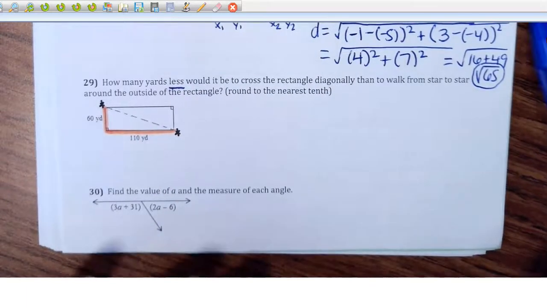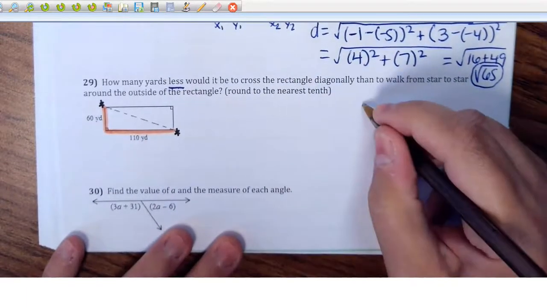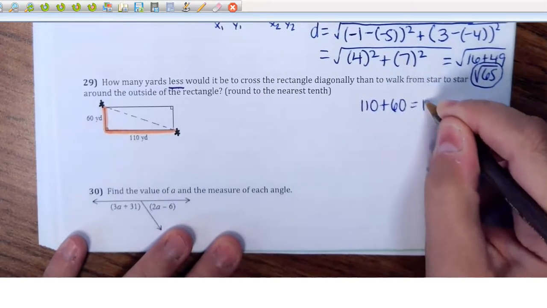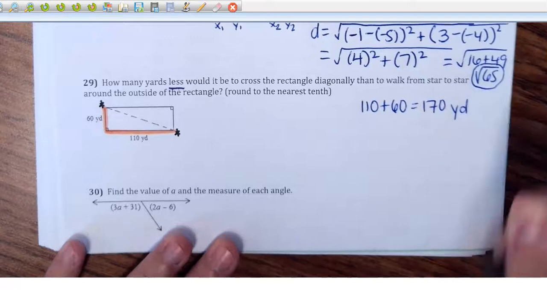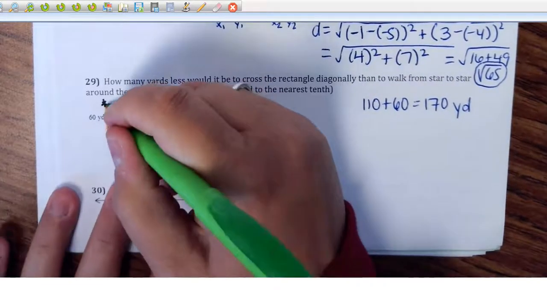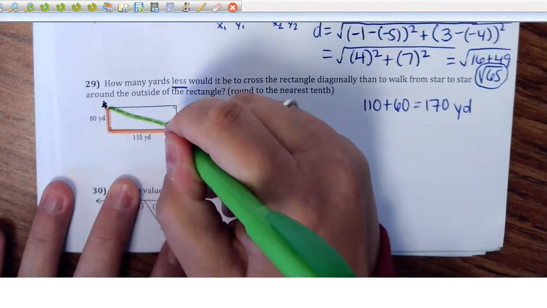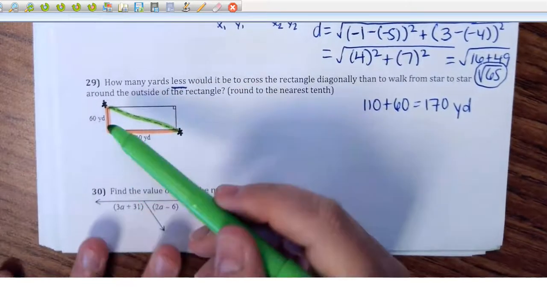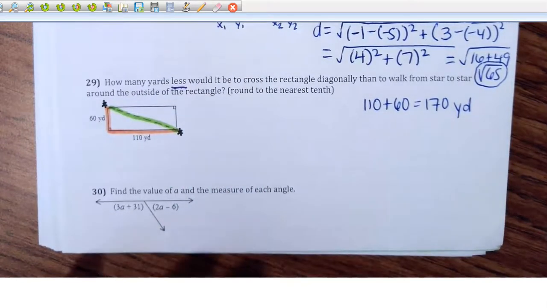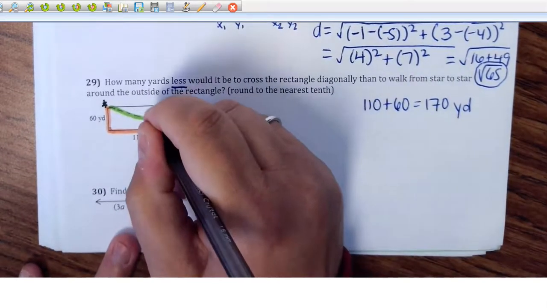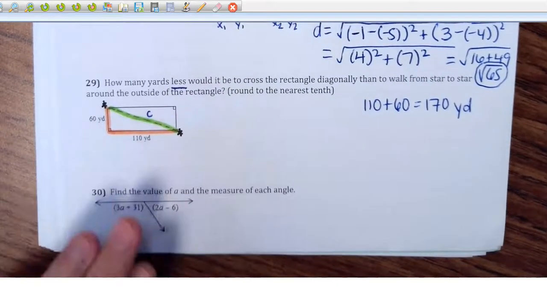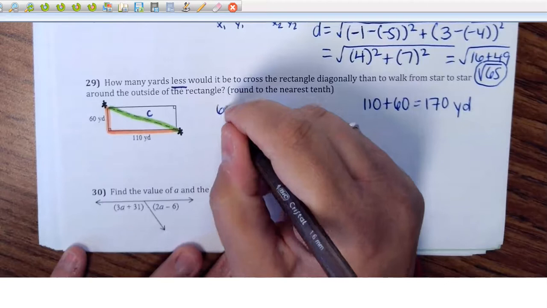So if I go that distance, it would just be 110 plus 60, which would be 170 yards. Now, if I cut across diagonally, this is just forming a right triangle when I do that. So instead of walking around here, if I cut through, what would the difference be? I've got to find this side. This would be your hypotenuse in a Pythagorean theorem. The two legs would be the 60 and the 110. So I'm just going to do the Pythagorean theorem here real quick.